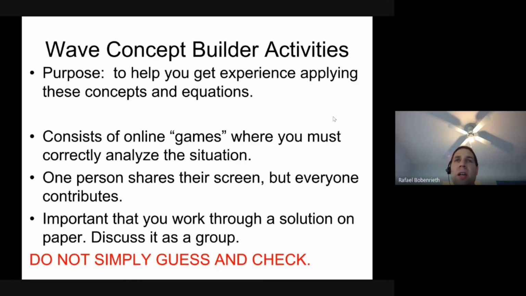Don't just guess and check, okay? I know sometimes students just like to guess and check, but try and work through them on paper with pencil, applying the sort of concepts we've been talking about.